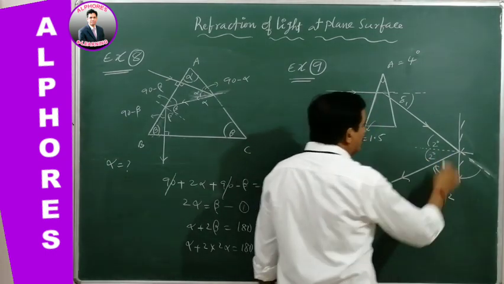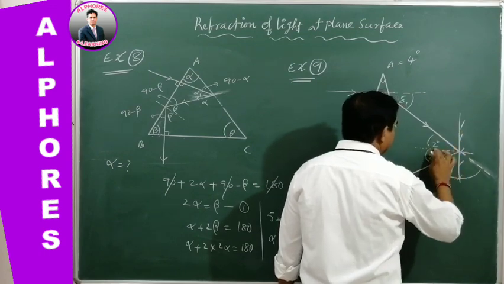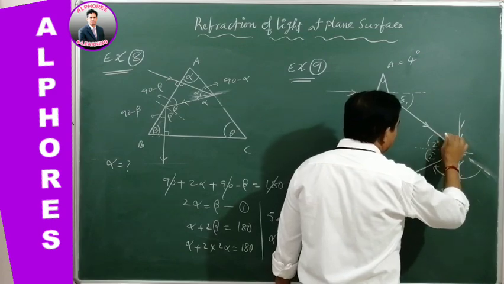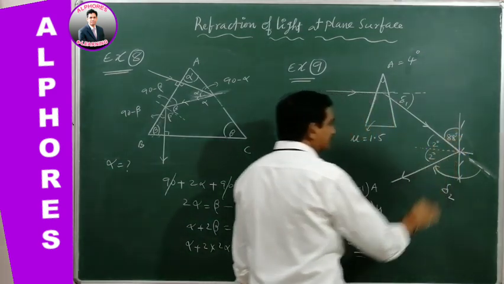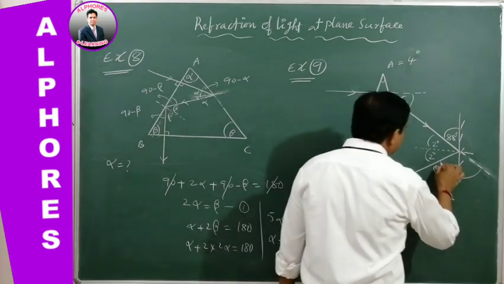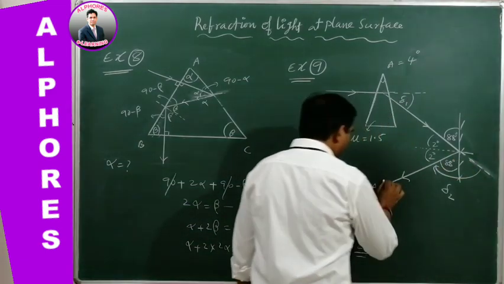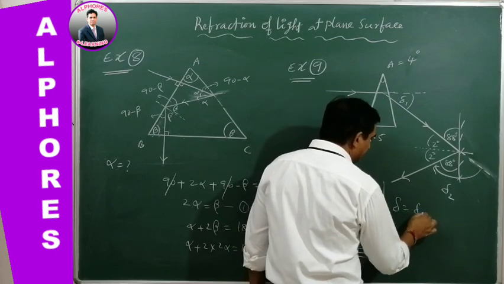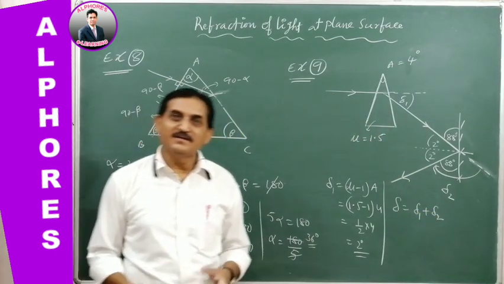Okay. Now what is the glancing angle here? Total angle here is 90 degree. From 90, 2 degree removed, and the remaining will be 88 degree. So 88 degree is the glancing angle. Here also 88 degree. Therefore, the total deviation suffered will be delta equal to delta 1 plus delta 2.